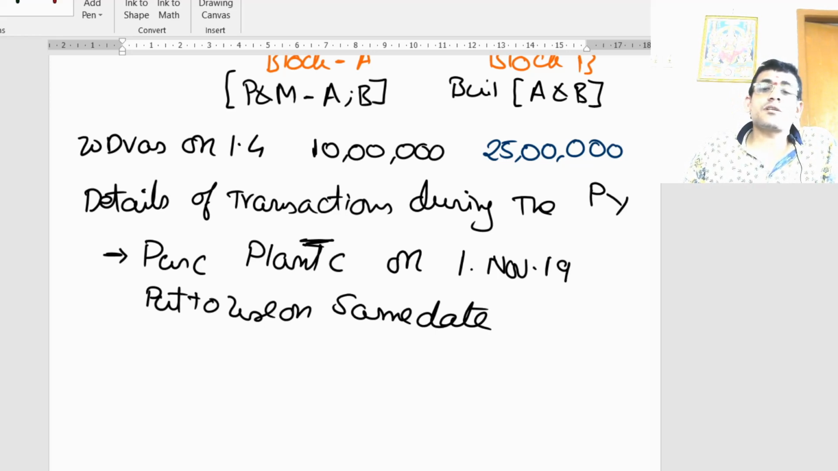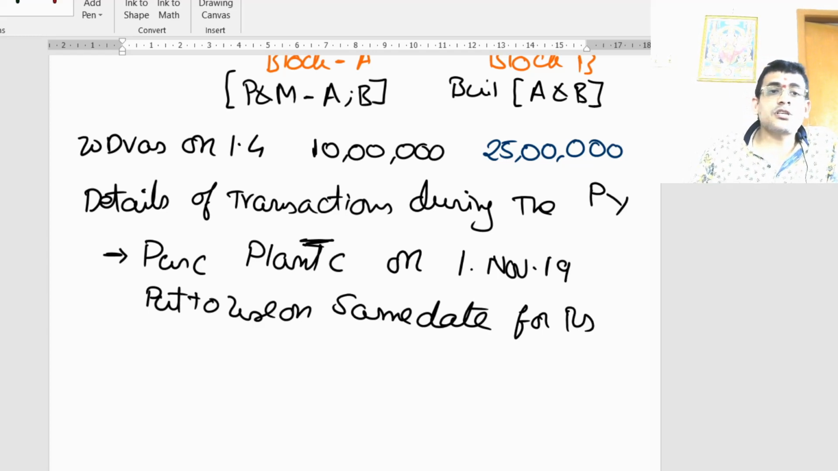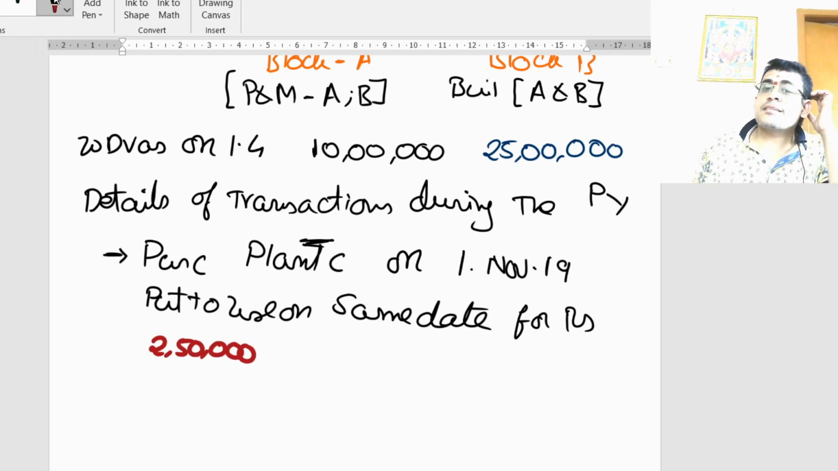Purchased plant C on 1st November 2019, put to use on the same date, and what is required? For rupees, at what consideration the plant was purchased? Let us consider a consideration of 2,50,000 rupees. Plant C was purchased for a consideration of 2,50,000 rupees. That is the first point.